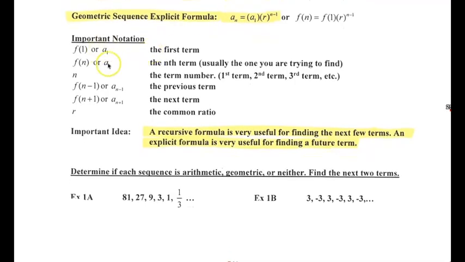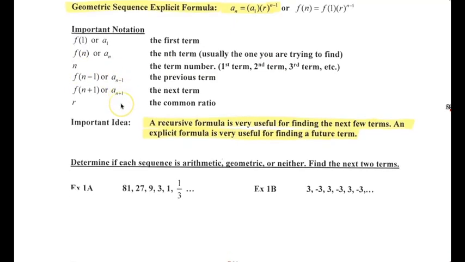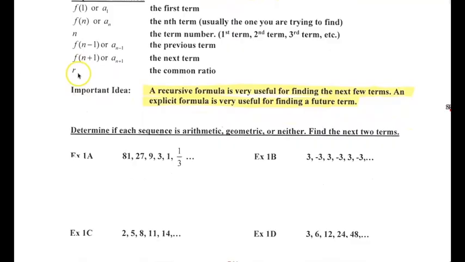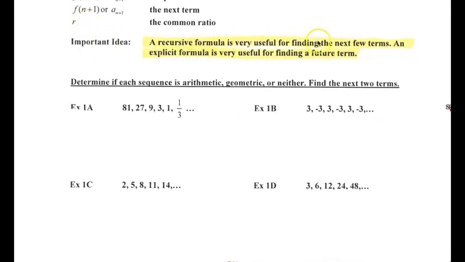A1 means the first term. AN means the nth term. If you want the 30th term, A30 would be the 30th term. N is the term number. If it's the 30th term, N is 30. And AN minus 1 means the previous term. AN plus 1 means the next term. And R is the common ratio. As I mentioned, recursive form is very useful to find the next few terms, while an explicit form is very useful for finding a future term, like one far in advance.